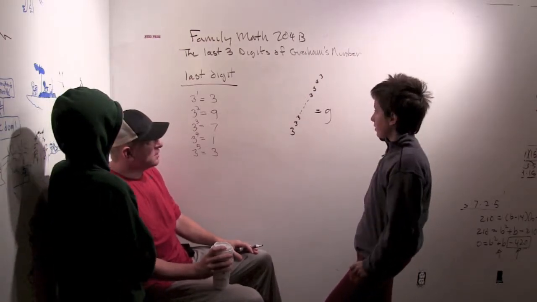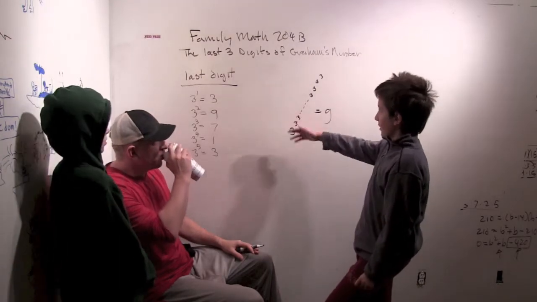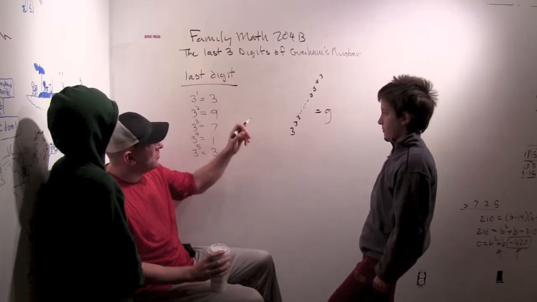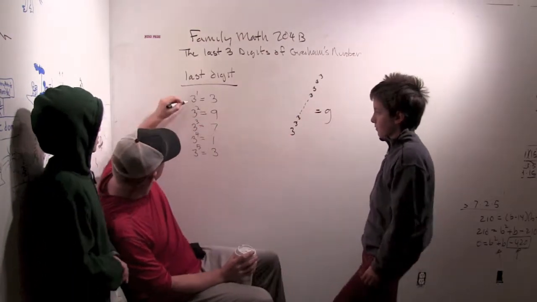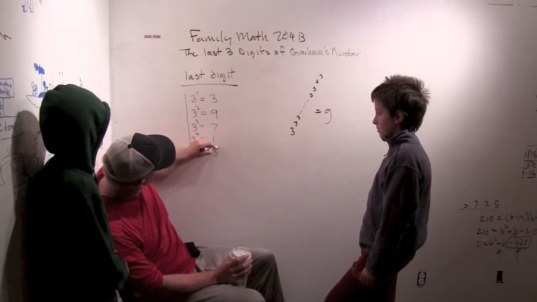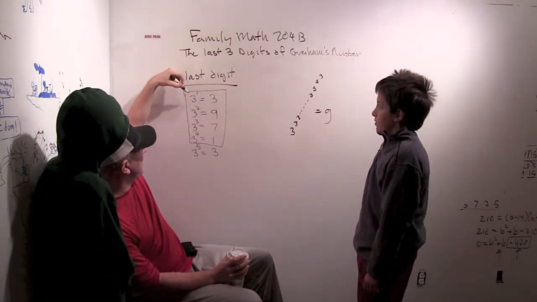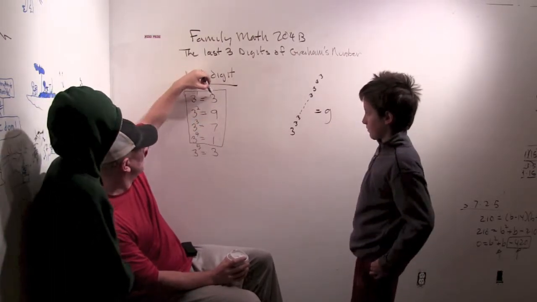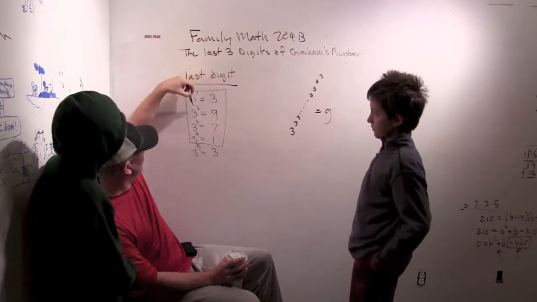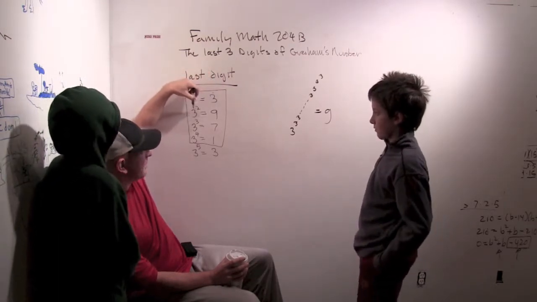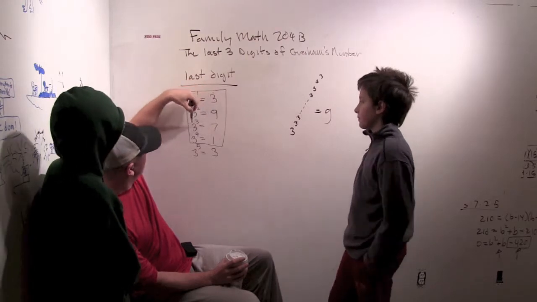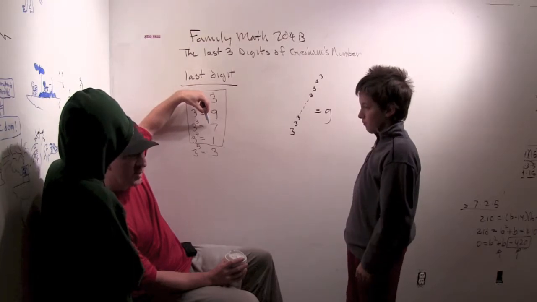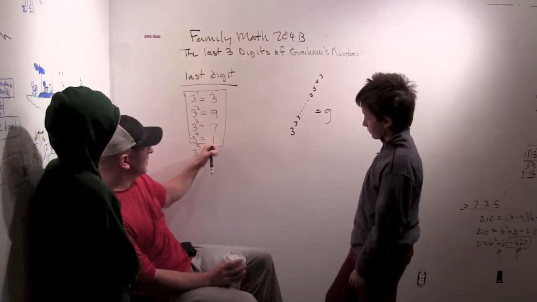If we could figure out 3 to what power it is, in fact, we only need to know what power it is in a cycle of 4. Because if this power is 1 mod 4, the last digit will be 3. If it's 2 mod 4, the remainder is 2 when you divide by 4, it's going to end in a 9. If the remainder is 3 when you divide by 4, it's a 7, and if it's divisible by 4, you get a 1.